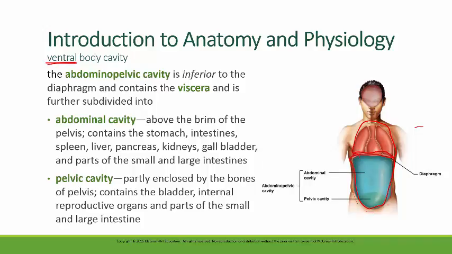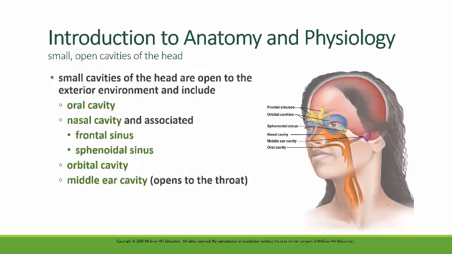And so that is the term that we associate now with the belly side of the human body as well, the ventral surface of the body. So there are also some additional small cavities that are open to the external environment, and they're all associated with the head. There's the oral cavity, the nasal cavity. Oral cavity, hopefully you get that means the mouth.